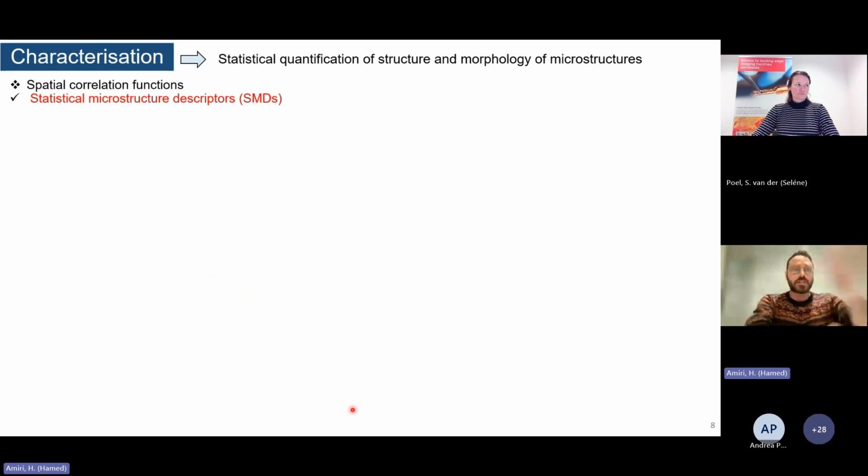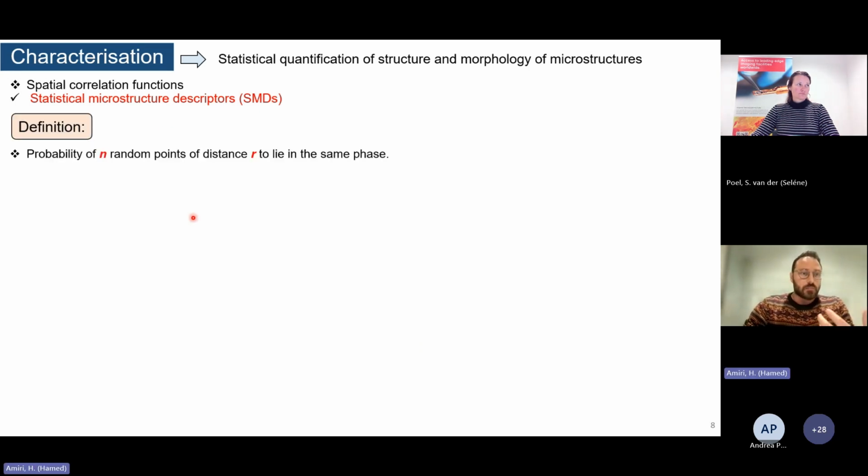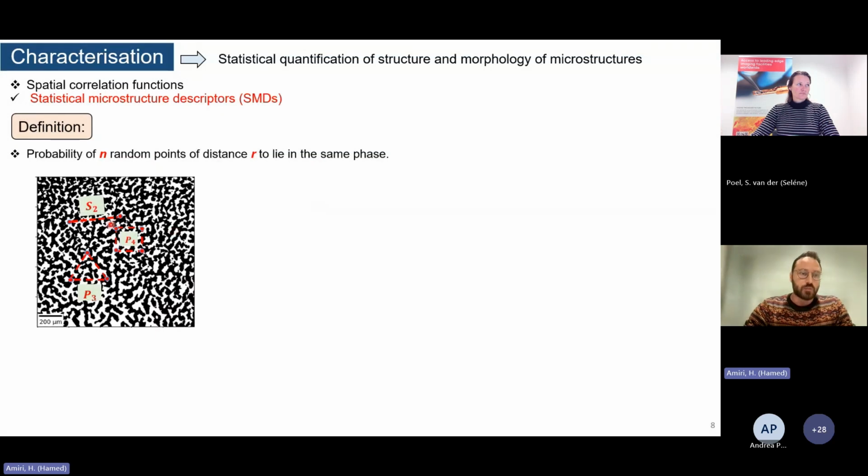By characterization, here we mean statistical quantification of structure and morphology of microstructures using a spatial correlation function, also known as statistical microstructure descriptors, or SMDs. These SMDs are defined as the probability of n random points with a distance r to lie in the same phase. For example, you can define 2-point correlation, 3-point, 4-point, and so on. For example, 3-point and 4-point show the geometrical pattern in your microstructure.